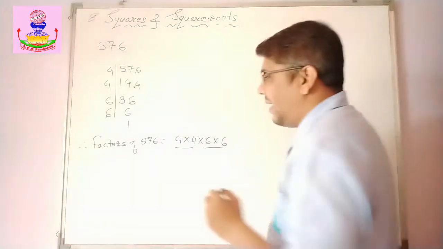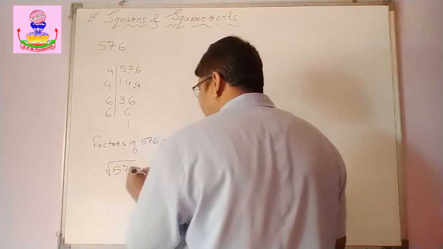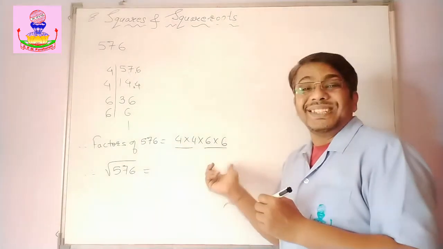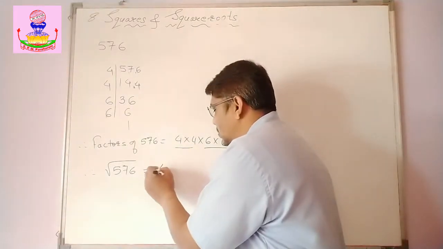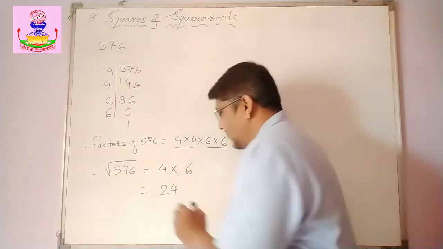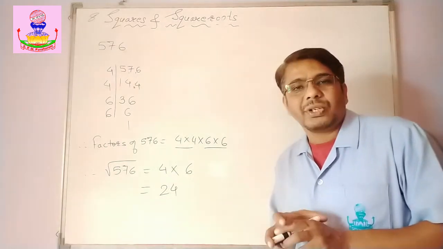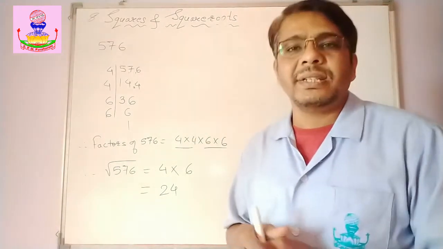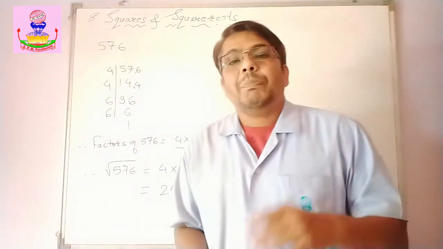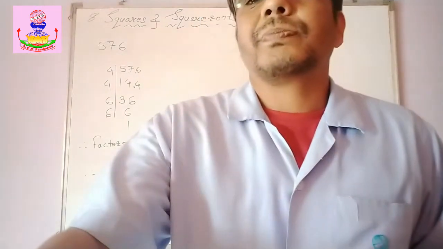Underline the pairs. And then you find out, therefore, the square root of 576 is equal to, take one factor from each pair, whatever pairs you have got. So 4 from this and 6 from this, and 6 4s are 24. That's what the answer is. So you can use the factorization method. Okay. Then approximation method. Let's move to the approximation method.